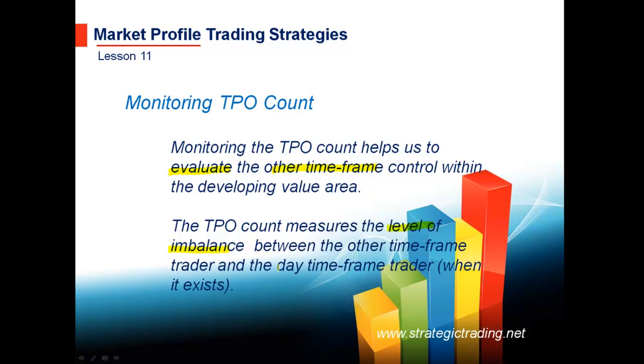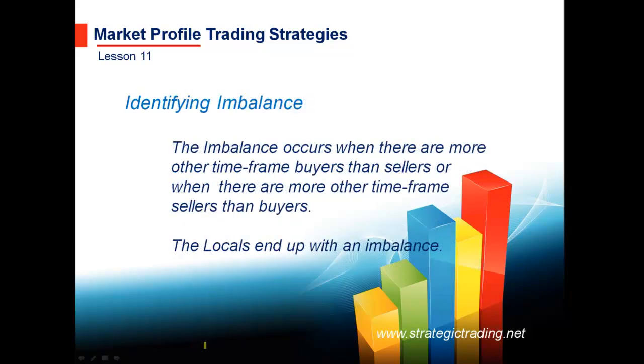So if I see a balance, if my TPO count above and below fair price or the point of control is pretty much equal, then there really is no imbalance. So don't always assume that there is an imbalance. But now what we want to learn to quickly identify, and it's usually fairly easy to identify, is when this imbalance actually occurs in the market. So the imbalance occurs when there are other time frame buyers more than there are sellers, or when there are more other time frame sellers than there are buyers.